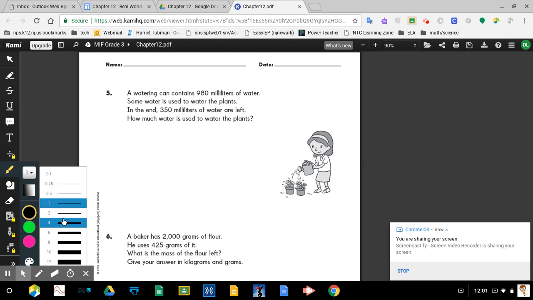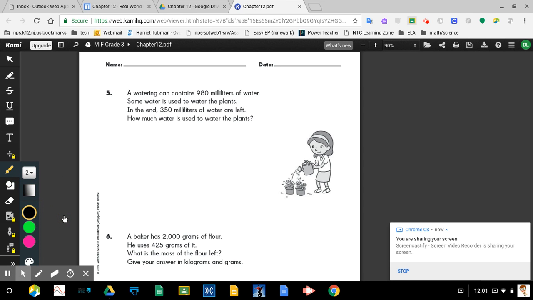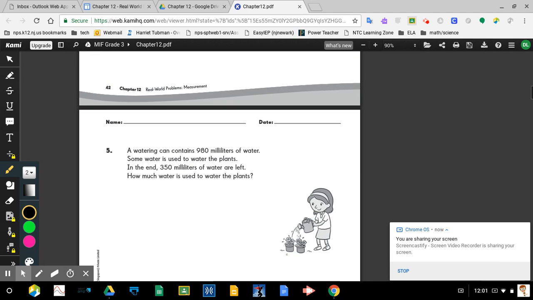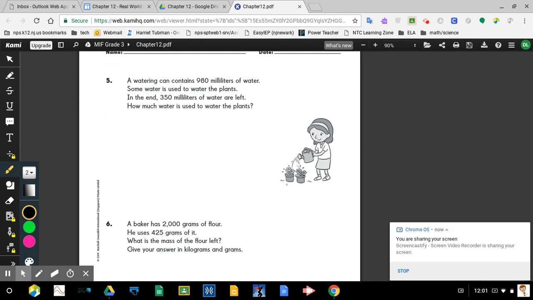Hi, everyone. This is chapter 12, page 43. It says, a watering can contains 980 milliliters of water. So let's draw that out right now. All right, so I have a watering can. I'm going to use a bar model this time.